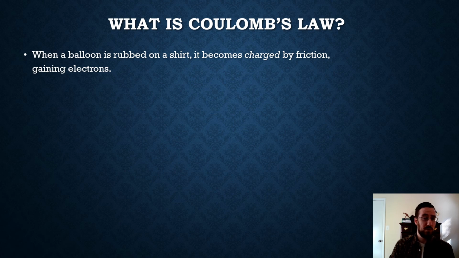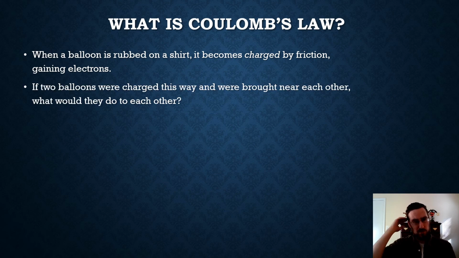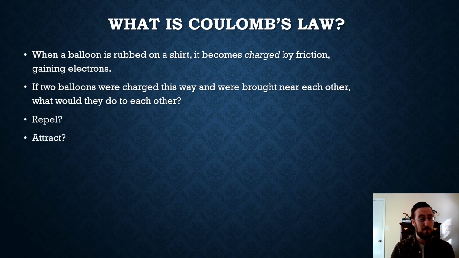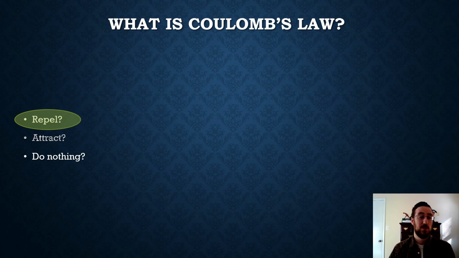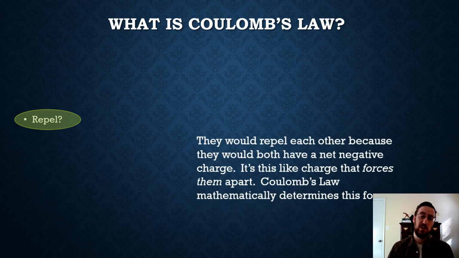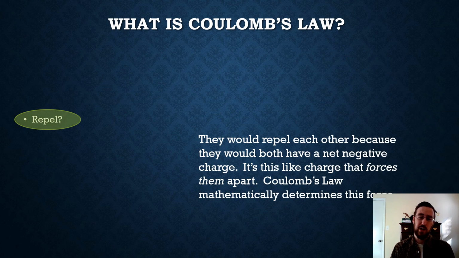When a balloon is rubbed on a shirt, it becomes charged by friction, gaining electrons. It becomes negatively charged. If we take two balloons that are charged this way and bring them near each other, what would they do to each other? Would they repel? Would they attract? Would they do nothing? They would repel, and this is because both of them have the same charge and like charges repel. They're going to move away from each other.